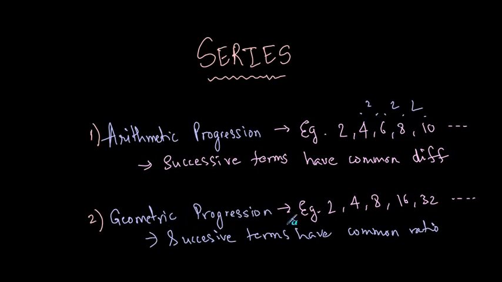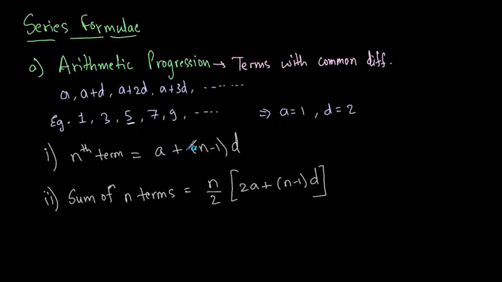And in case of geometric progression, take any two successive terms, divide them, you get a ratio of that. So they have a common ratio. In this case the ratio is 2. Let's take 8 and 16, the successive terms, again the ratio is 2. So in a geometric progression, successive terms have a common ratio, and in an arithmetic progression, successive terms have a common difference.